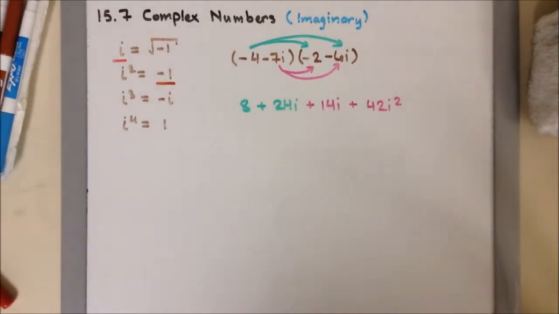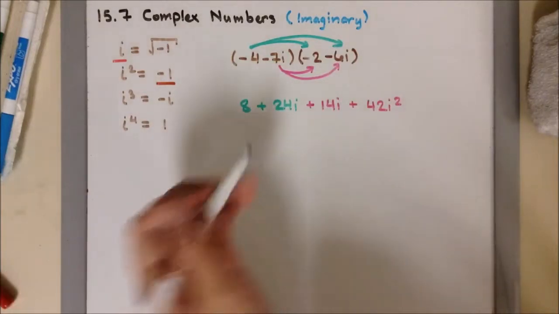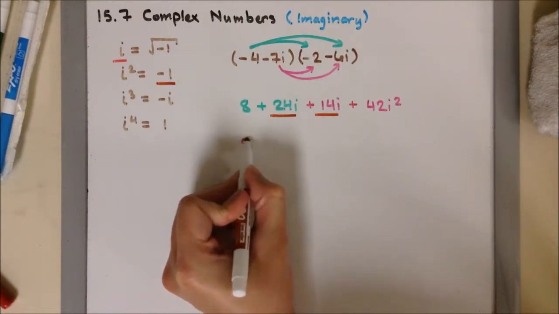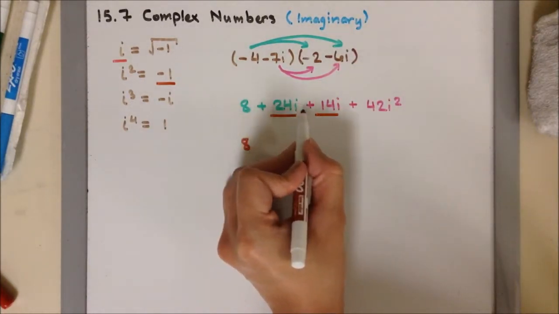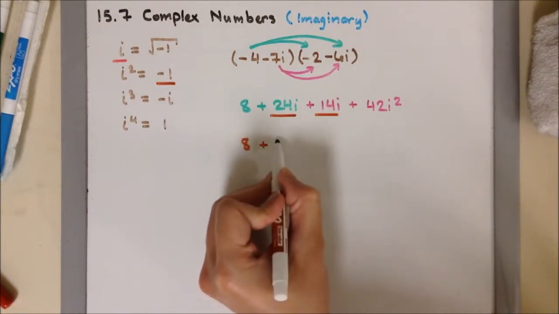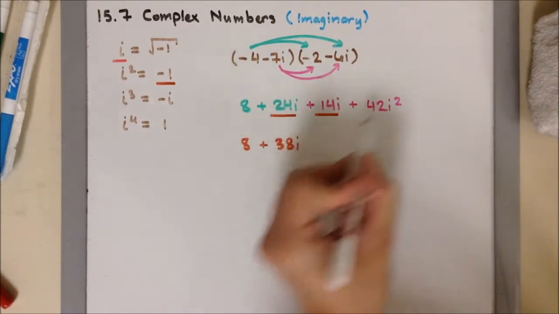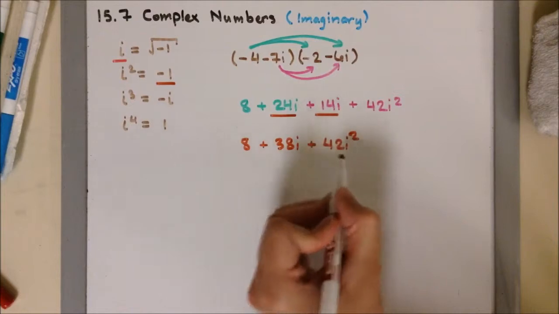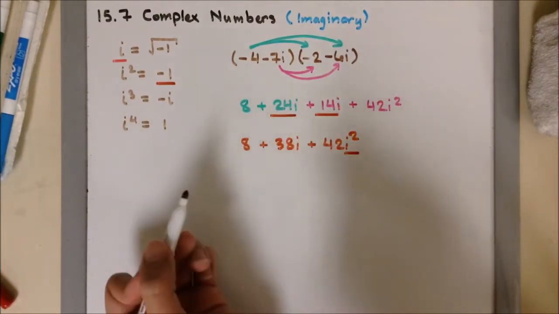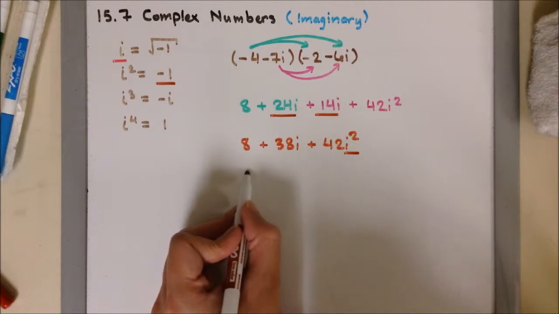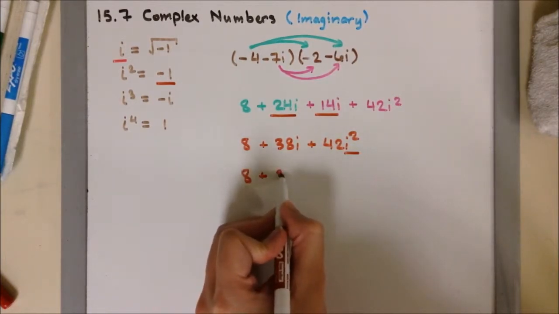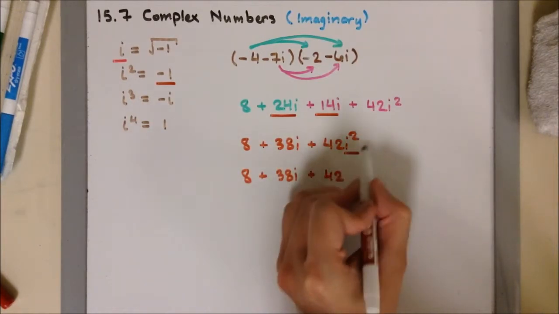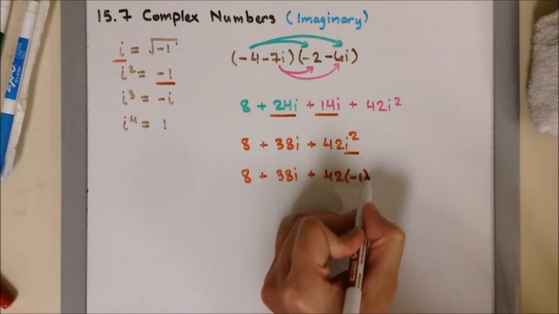Alright, from there, I'm going to combine like terms first. So I'm going to combine 24i with positive 14i. So I'm still going to have my 8, positive 24i plus 14i will be positive 38i, and I bring down positive 42i squared. And I need to simplify the i squared just like how we did before. So I'm going to rewrite the whole thing, but it's going to be 8 plus 38i plus 42, and in the place of i squared will be negative 1.